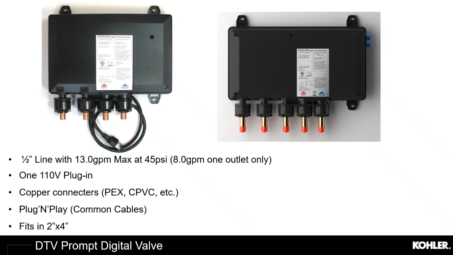These are set for 13 GPM total flow. You're going to get a max of 8 gallons per minute out of outlet number 1. So great for tub fill or multiple body sprays, pressure balance looped together, maybe shower heads as well, pressure balance looped together. So a good option for multiple outlets. And the rest of the valve will flex based on your showering needs.